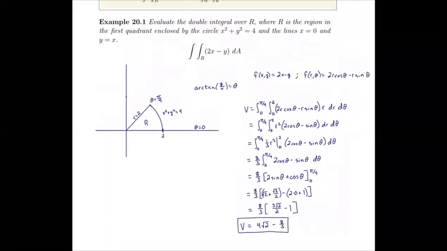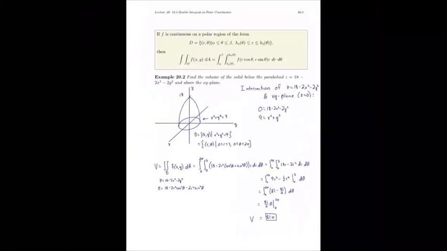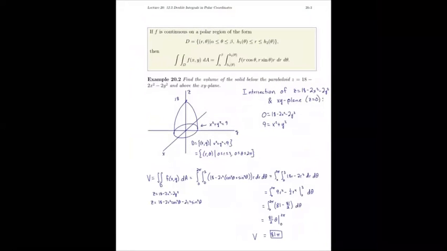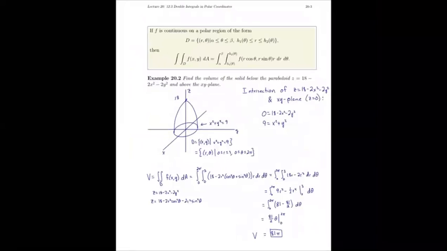Okay, so further work. If we have a given result here, if f is continuous on a polar region of the form theta is between alpha and beta, and then r is now a function of theta, we can integrate very similar to what we did in type 1 and type 2 regions from section 12.2.